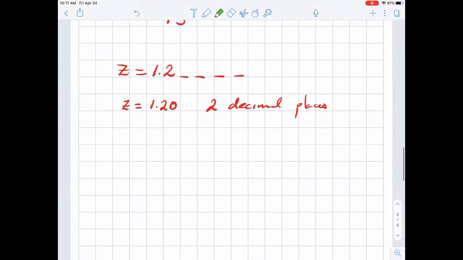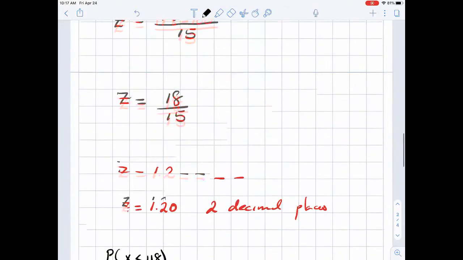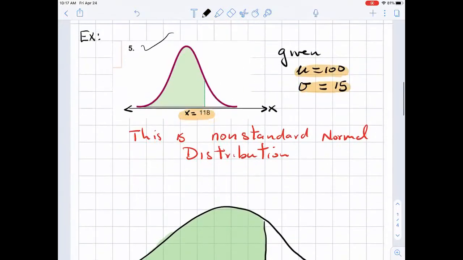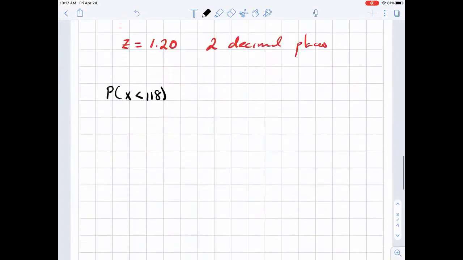So realistically, the probability now, right? The probability of x less than 118, right? This is this picture here. And I know less than because it's towards the left, okay? This is the same as if I say it's the probability of z less than 1.20.